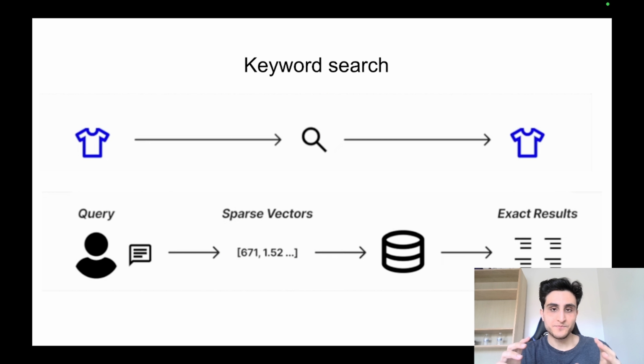But let's say we use keyword search. Keyword search, on the other hand, gives you exact matches. So let's say you go online and you search for purple t-shirts. The only thing you're going to get is a purple t-shirt. You're not going to get a blue t-shirt or a white t-shirt. You're only going to get a purple t-shirt. It's based on sparse vectors and you get exact results.